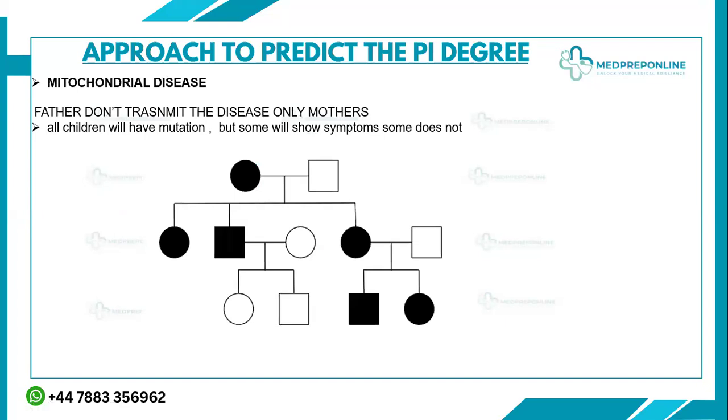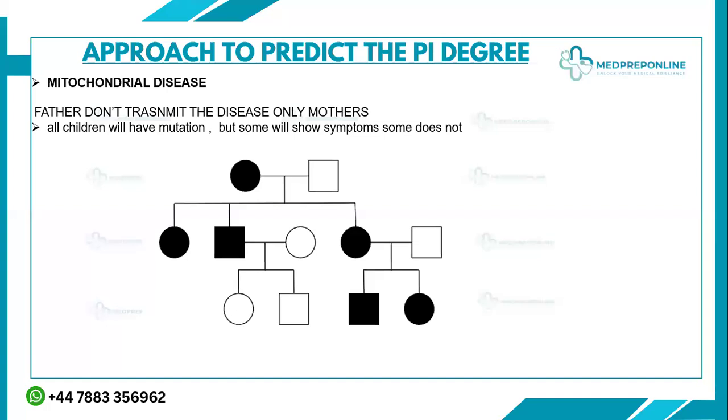Next two types are mitochondrial disease and Y-linked disease. We usually do not get the pedigree for these, but you should know the type of inheritance they have. In mitochondrial disease, father doesn't transmit the disease, only mother transmits the disease. So all children will have the mutation, but some will show the symptoms and some do not, as we did in incomplete penetrance, that some will show the disease and some will not.